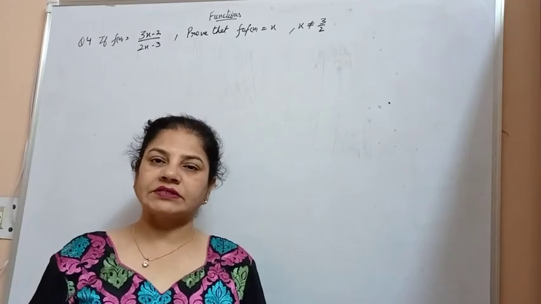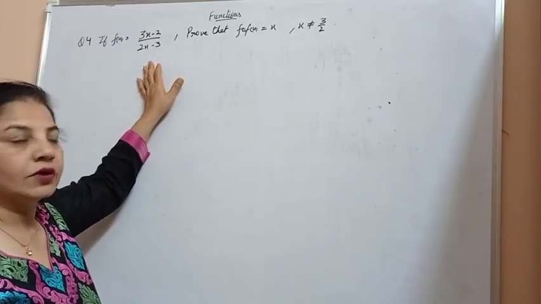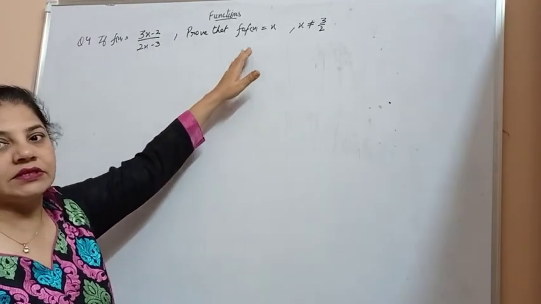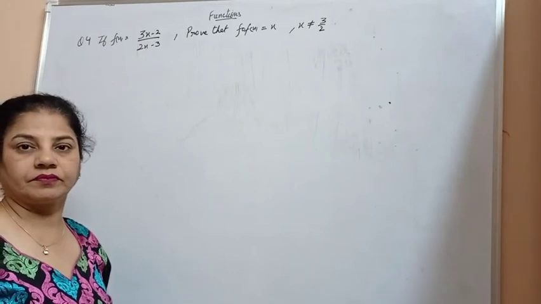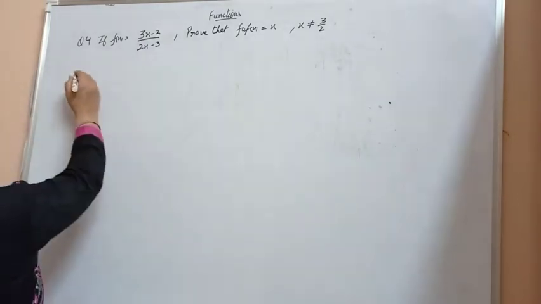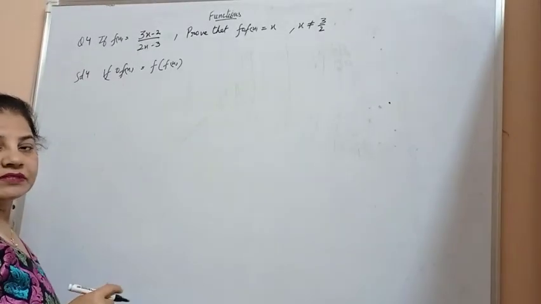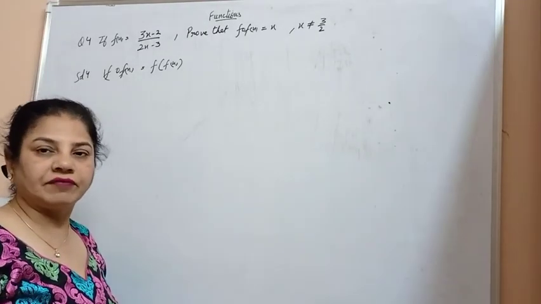A function f(x) is given as 3x minus 2 upon 2x minus 3. Prove that f of f(x) is equal to x provided x is not equal to 3 by 2. First of all, we calculate f of f(x). That means wherever there is x in the function f(x), I will put the function f(x) itself.